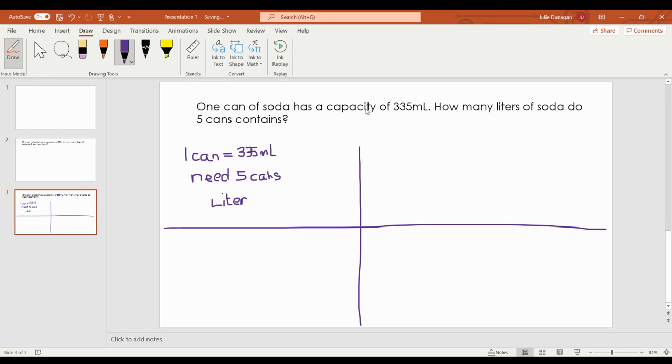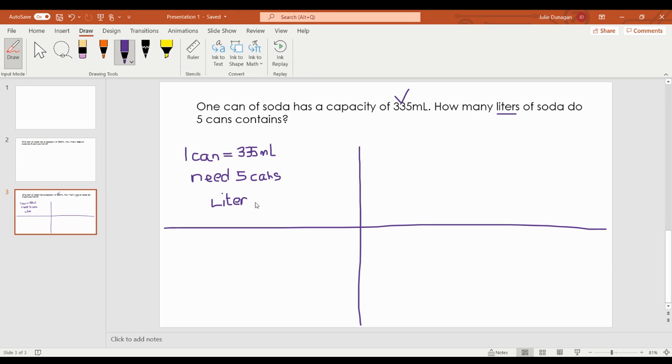1 can of soda has a capacity of 335 milliliters. Okay, got that info. I need to know how many liters do 5 cans contain. So we need 5 cans and we need to end up with liters. Okay. My second question I'm going to ask myself is, am I putting things together or am I taking things apart? Well, I know I'm starting with 1 can and I need 5. So I'm going to have a group of 5 things. So I'm putting things together.